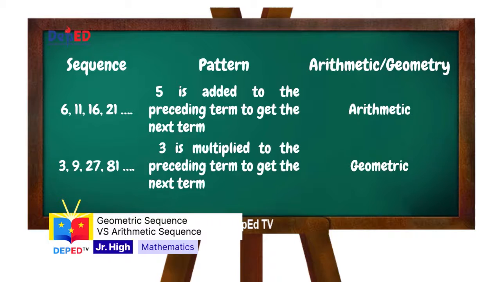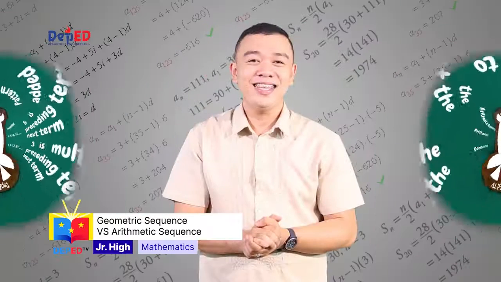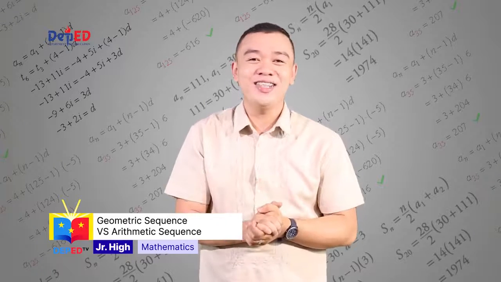Let's proceed to sequence B. 3, 9, 27, 81, and so on. What is the pattern? That's correct. 3 is multiplied to the preceding term to get the succeeding term. And what type of sequence is that? Correct. That is geometric sequence. Congratulations for a job well done.